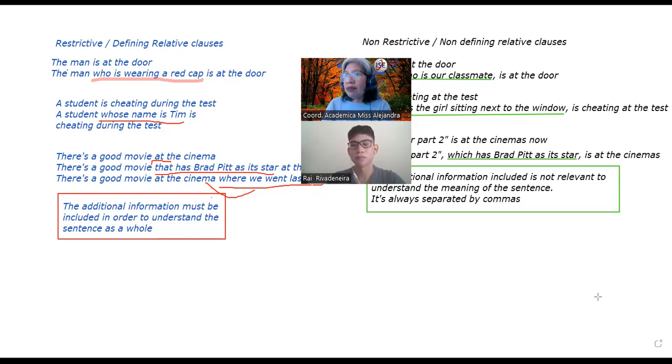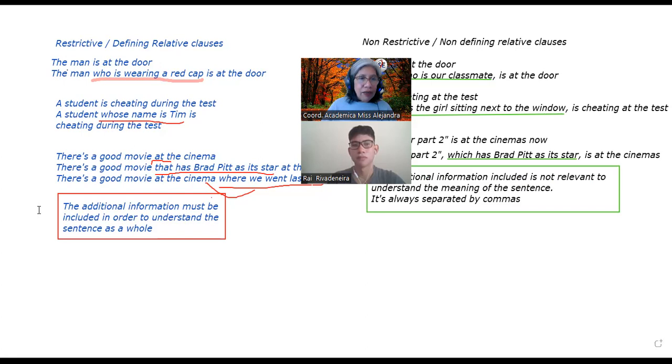The man that is wearing black clothes is at the door. No, it's not the man with jeans. It's not the man wearing a white t-shirt. It's not the man wearing shorts. It's the one that is the only one that is dressed in black clothes. Okay.